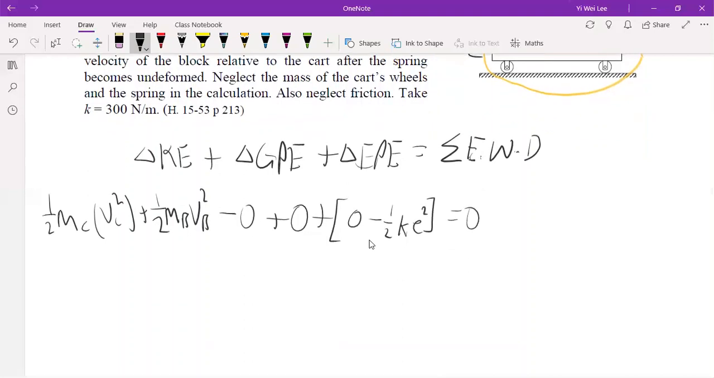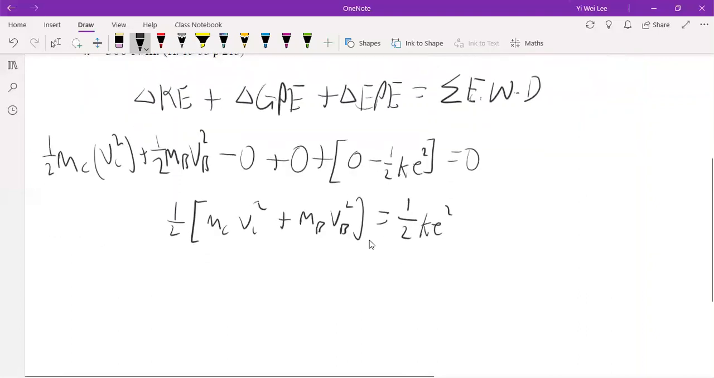If you were to arrange this equation, you will have something like half m_C v_C squared plus half m_B v_B squared is equal to half k x squared. That's the whole thing we have. Very simple. So now think about it.